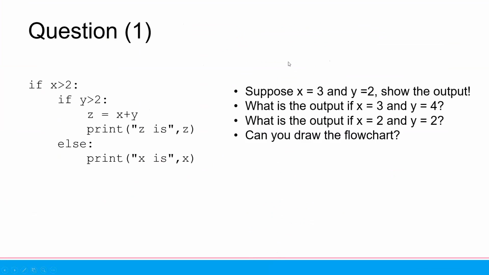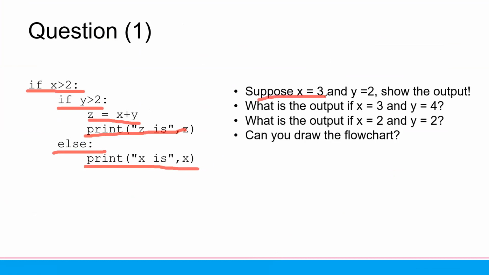Now I have questions. If x is higher than 2, if it is true, then if y is higher than 2, if it is true, z equals to x plus y. And then we print z. Else we print x. Okay.